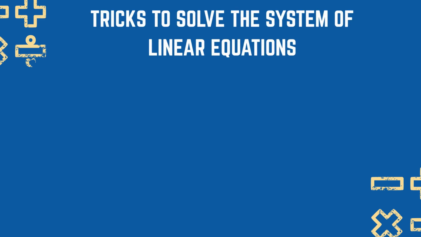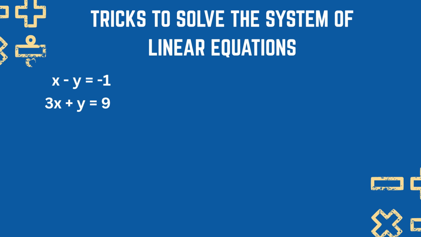Alright, without further ado, I'm going to share with you the tricks on how to solve the system of linear equations. So we're going to use these two equations. x minus y is equal to negative 1 and 3x plus y is equal to 9. So in this method, we're going to just multiply the numerical coefficient of the variables with their constant.